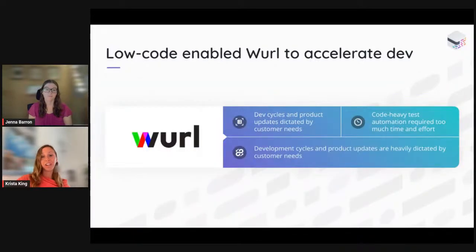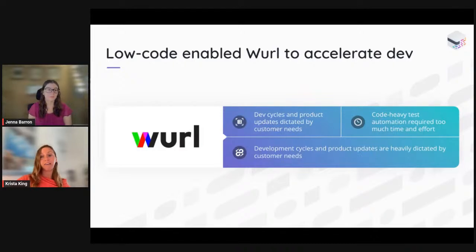And then I thought we'd finish up just talking about a quick case study from one of our customers, Whirl, which is a cloud technology company powering the world's CTV ecosystem with an industry-leading platform for advertising, marketing, and distribution. Their development cycles and product updates are heavily dictated by customer needs, which means it's essential that code releases are both bug-free and delivered quickly.